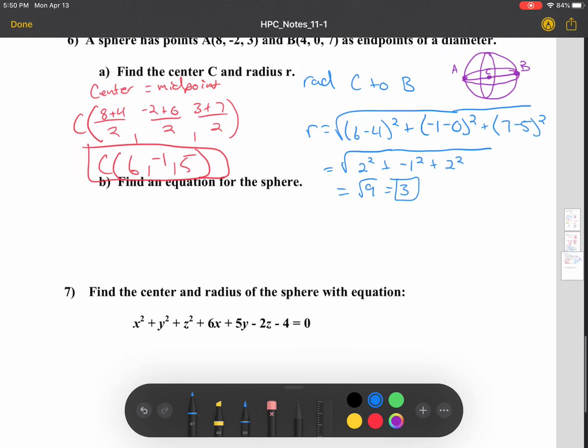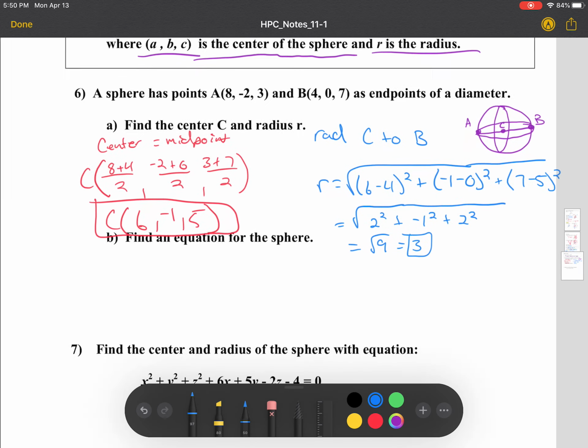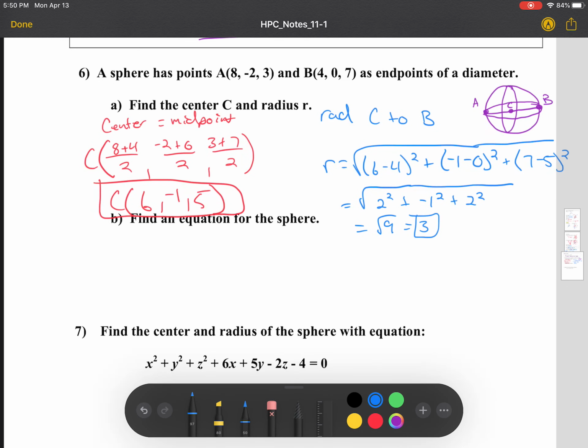So remember, looking up here, a, b, and c is our center point. That's all we have to plug in, and we know we have a radius of 3. So if we're going to plug that in, and from here, let's expand it out. Let's get this to its simplest form.